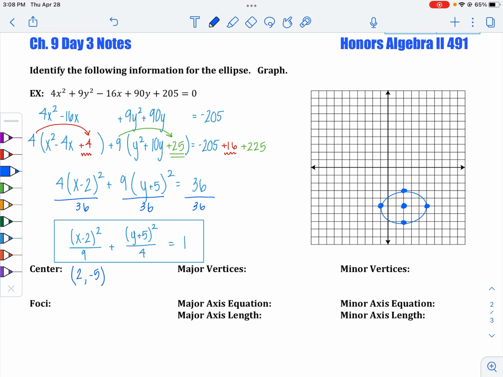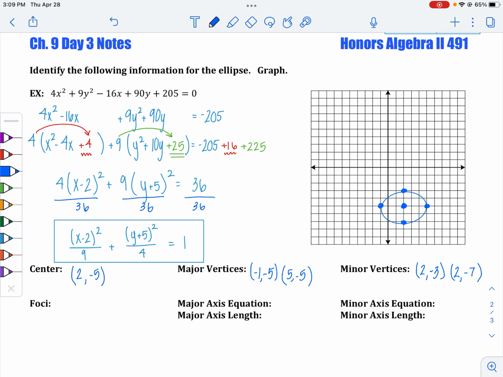So the major vertices fall on the major axes. First off, the major axis is going to be this horizontal line because it's longer than the x equals 2 line. So major vertices then would be here and here, which means major vertices are -1, -5, and 5, -5. The minor vertices fall on the minor axes, so those would be those 2 points, which is 2, -3, and 2, -7. I'm going to leave foci for just a moment.